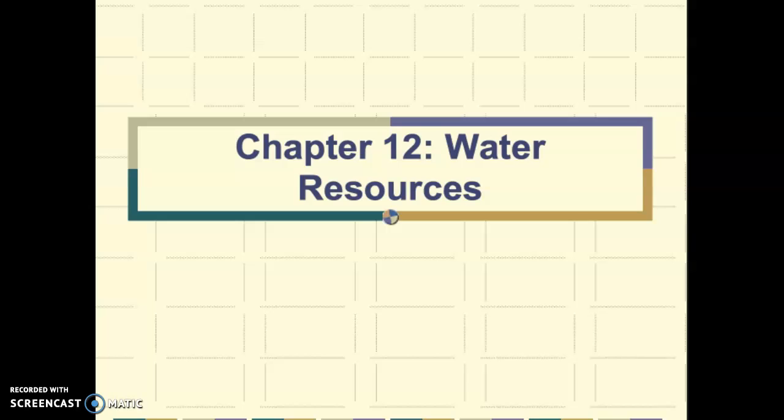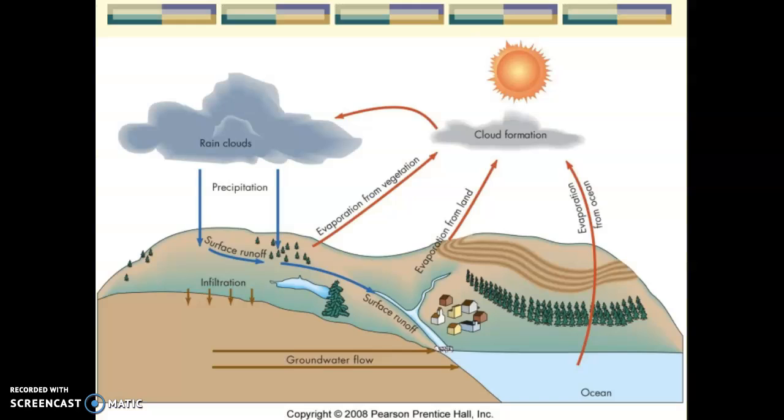This week's topic is water resources. We're going to start with kind of the basics here, which is the water cycle. Hopefully, you're all familiar with the water cycle. You probably learned about it way back in grade school, and it's been brought up several different times. But this is the movement of water through the Earth's system.